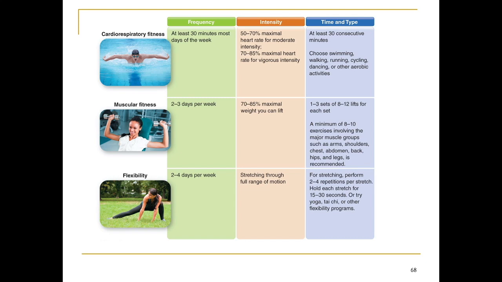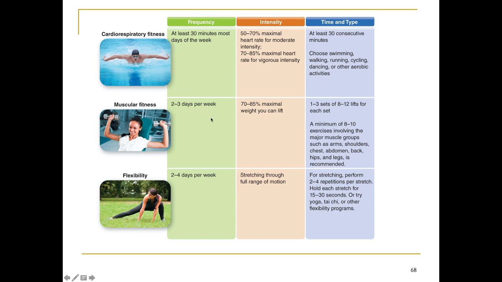So 30 minutes a day, most days a week, of cardiorespiratory fitness at 50 to 70% of maximal heart rate. If you're going hard, 70 to 85% of maximal heart rate. And you want to do these for 30 consecutive minutes. Things like swimming, walking, running, cycling, dancing, or other aerobic activities are perfectly sufficient for doing this.